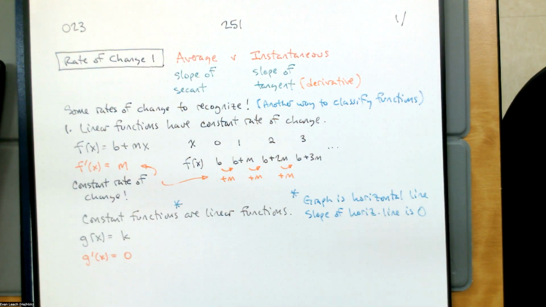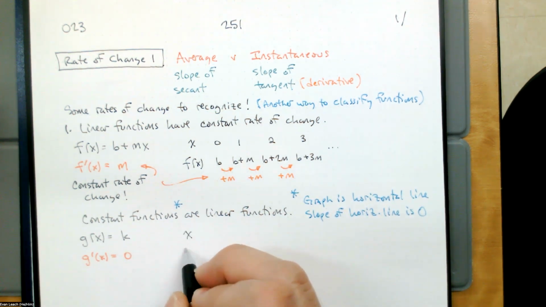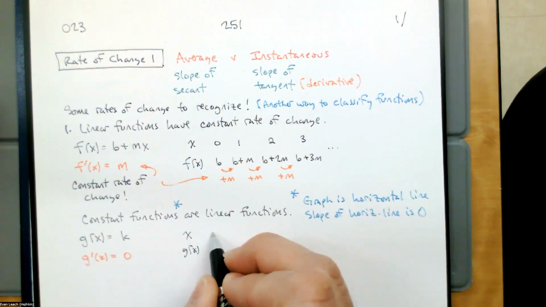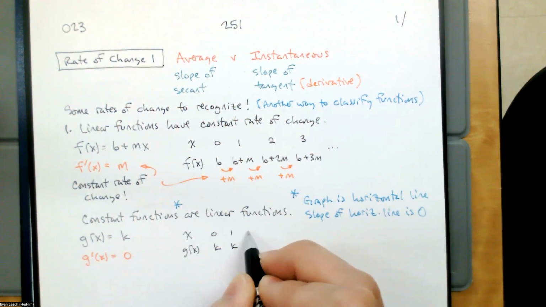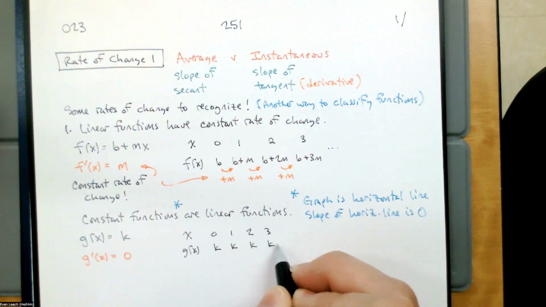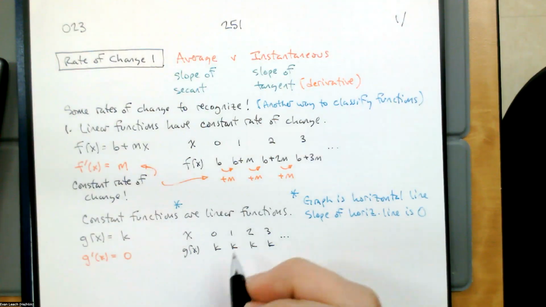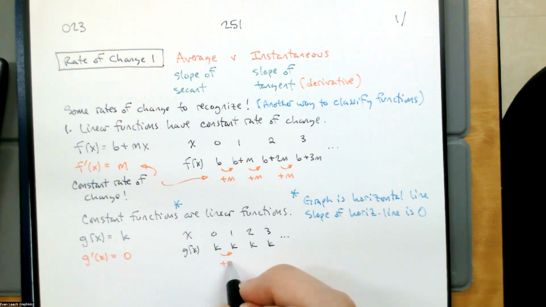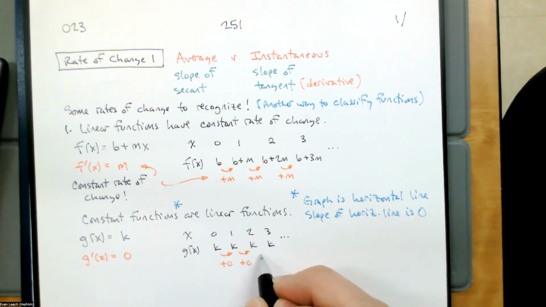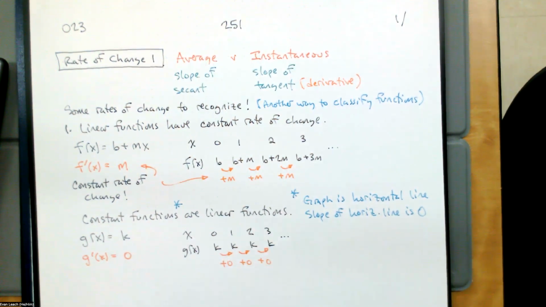If we see this in the numbers, instead of writing plus m all the time, since the number isn't changing, we're just going to write plus 0. So we still have a constant rate of change. We're adding 0 when x increases by 1. Linear functions have a constant rate of change. This includes constant functions because constant functions are also linear functions.